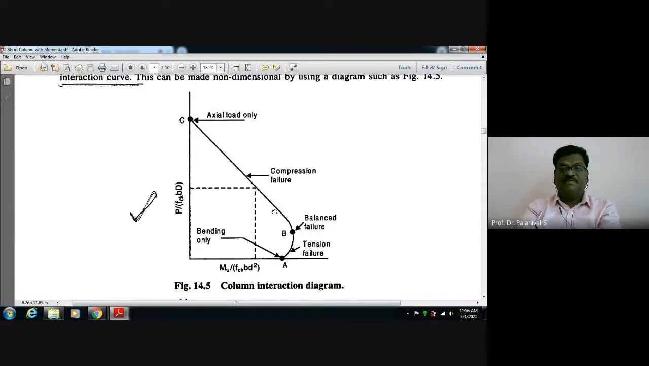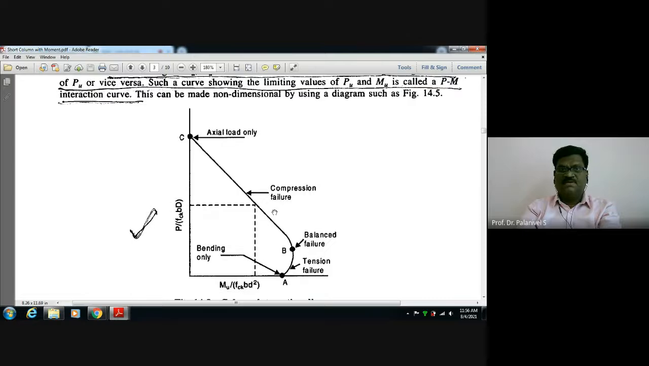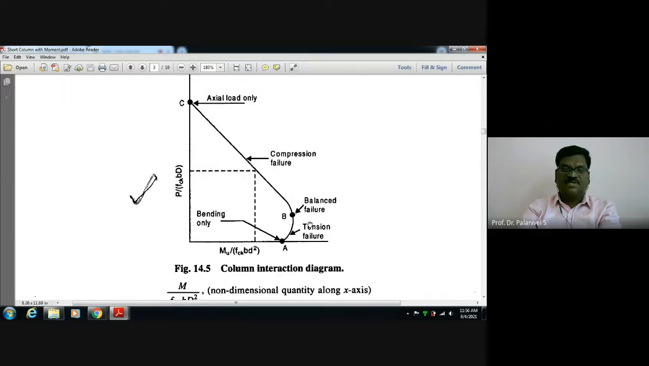Here, we want to use a dimensionless number. This can be made non-dimensional by using a diagram such as this. I want to make it non-dimensional. For that, what we are doing: P is there, no? In the ordinate, instead of taking P alone, we take P by fck b D. The units for fck b D as well as P are the same, so it becomes a dimensionless number now. P by fck b D in the ordinate.